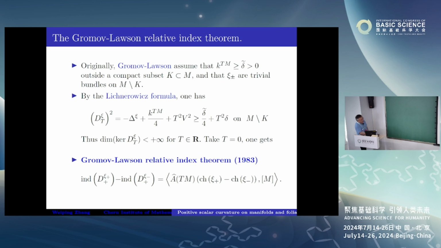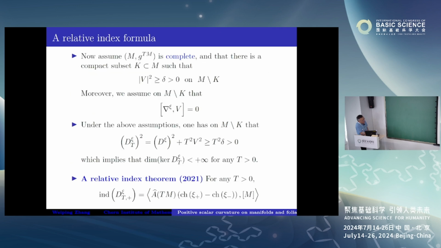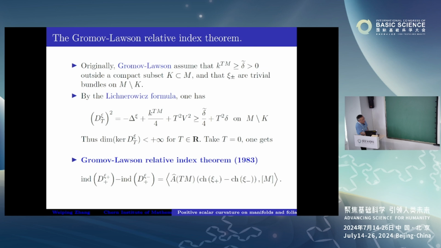And then, since the index does not depend on the continuous family of operators, we can compute this index when t equals 0 and apply the previous relative index theorem. Because of this scalar curvature assumption, the individual index is also well defined. The difference of these two indices equals the right-hand side, which is the same topological interpretation as in the relative index theorem. So this is Gromov and Lawson's relative index theorem.